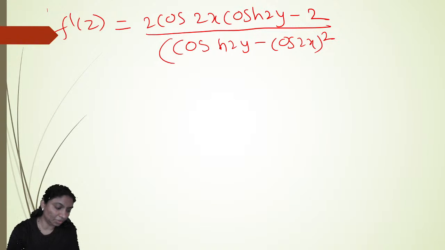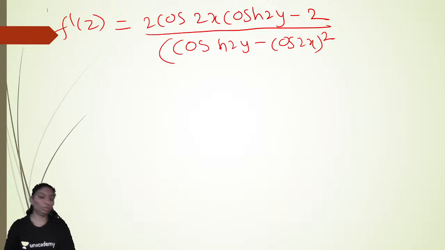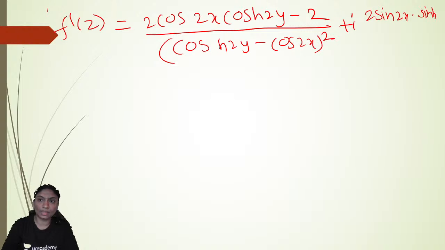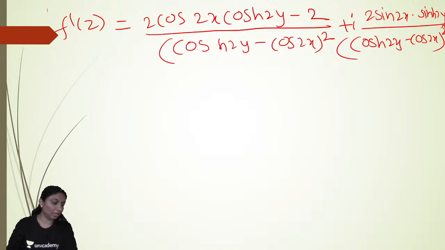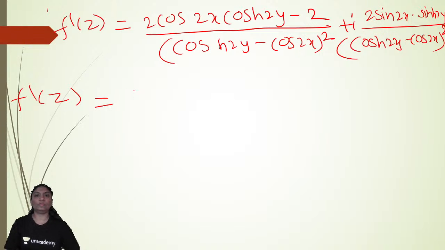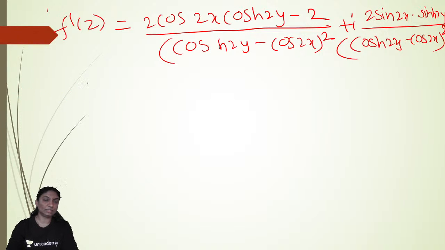Minus 2 sin square 2x. So you will get here 2 upon cos h2y plus i into bracket 2 sin 2x into sin h2y upon cos h2y minus cos 2x bracket square, right? So ultimately this is f dash of z. You will get it a little difficult, so replace by the Milne-Thomson method.